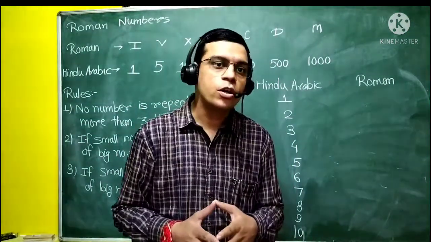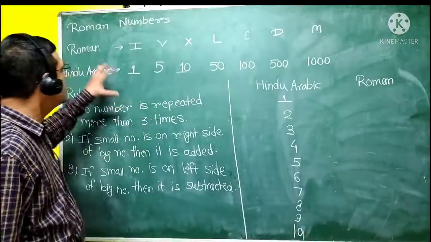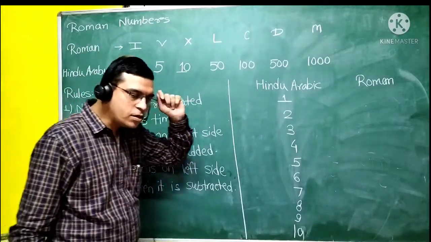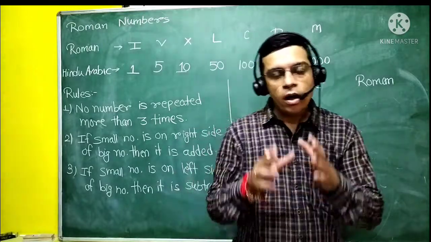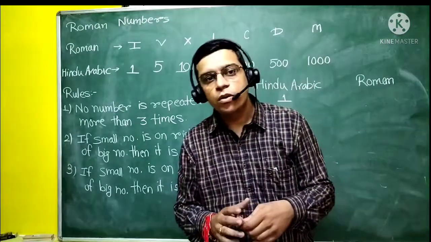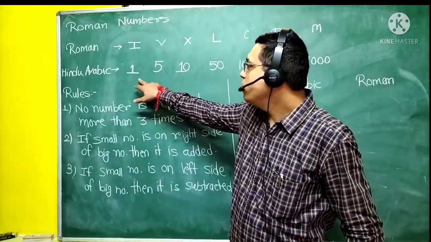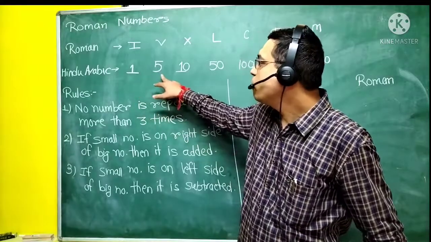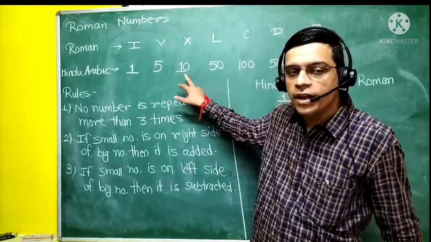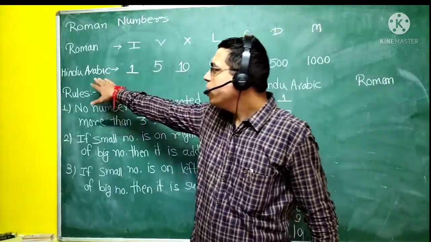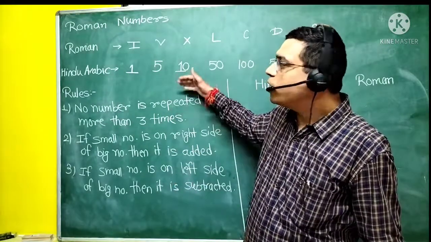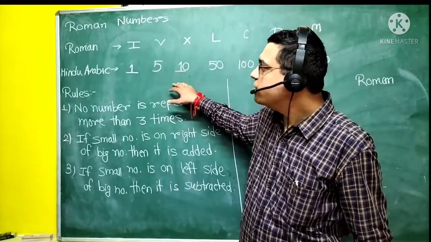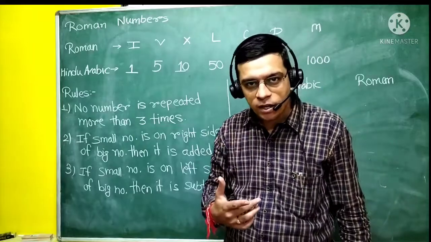Today we are going to start our new topic, that is Roman numbers. Now, what are Roman numbers? Roman numbers होते क्या हैं? So, till now whatever numbers you have studied, 1 2 3 4, 1 ऐसे लिखते हैं, 5 ऐसे लिखते हैं, 10 ऐसे लिखते हैं. These numbers are called Hindu Arabic numbers. But in Roman language, रोमन तरीके से नंबर को लिखने का सिस्टम अलग है.